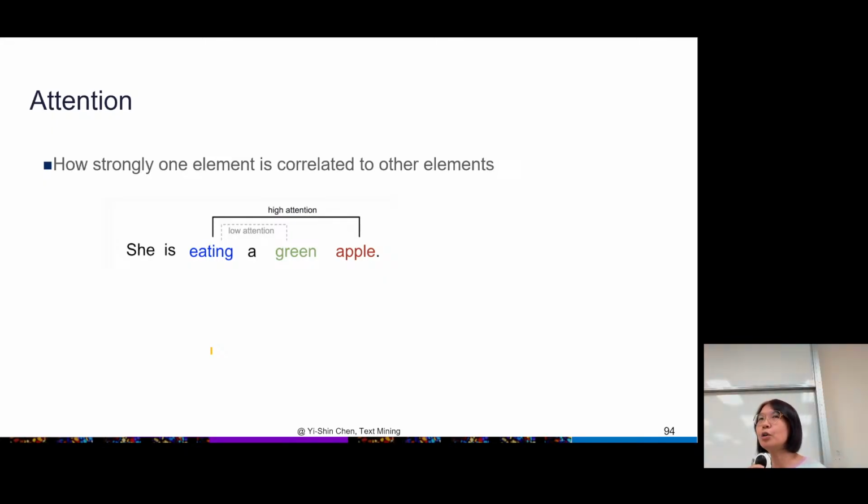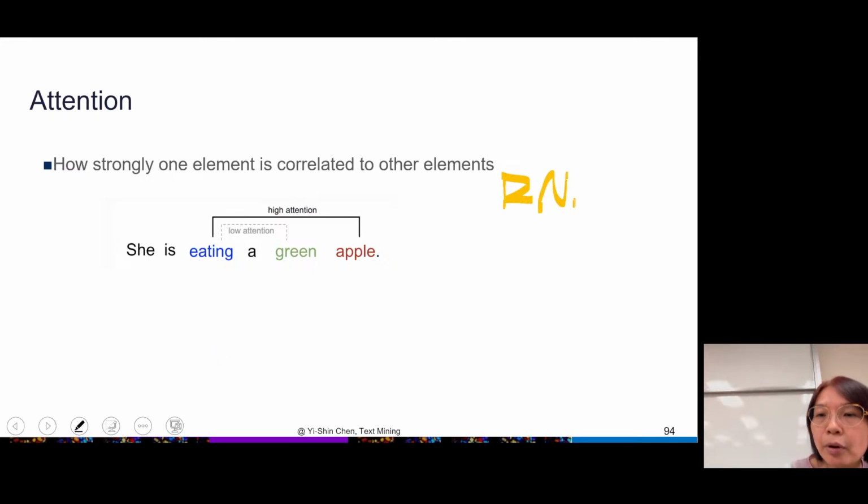Okay, so attention is all you need. What is attention? Here's a statement: She is eating a green apple. If you pay attention to apple, which words are strongly related to apple? You might say that apple is strongly related to eating. But you can also say that, from this example, you know one thing. In the RNN approach, because we're doing something like that, right?